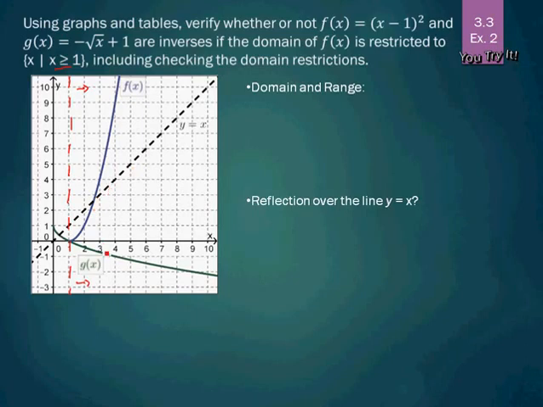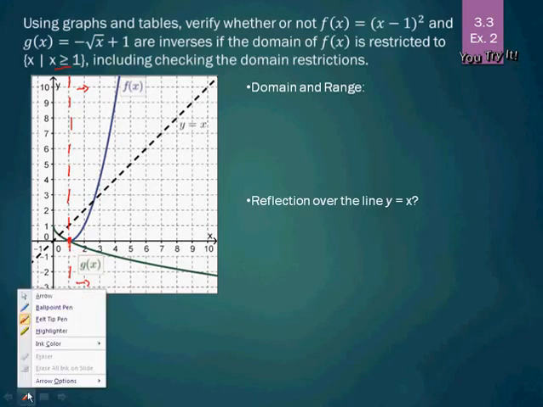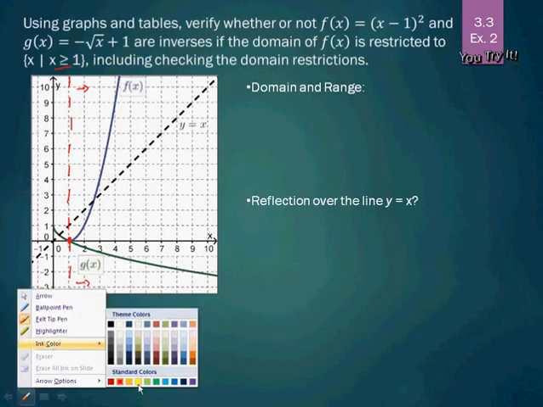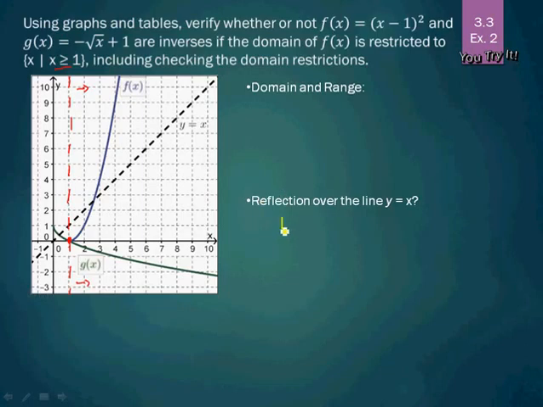And then the other thing we need to look at is domain and range. Notice that both will start at x equals 0 and also y equals 0. The f of x will go up from y equals 0 and the g of x will go down to negative infinity from y equals 0. So let's write in those domain and ranges. And again, we just saw no, it's not a reflection of the line y equals x.